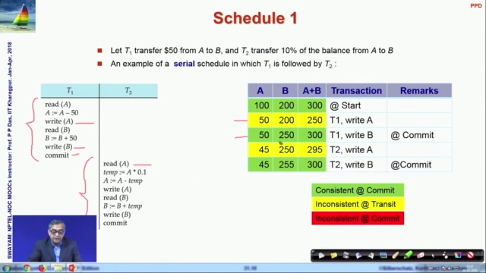A is read, $50 is read. In a temporary variable you compute 10% of that, which is $5, you decrement A by $5 and write it back. So, you write back $45. Naturally the sum becomes $5 less, the $5 that you have kept in temp, and the database becomes temporarily inconsistent in the process. Then you read B, add that temporary $5 to B, and finally when you write B, you have added $5 to 250 to get 255, and the sum becomes 300 again, so you are back in the consistent state.